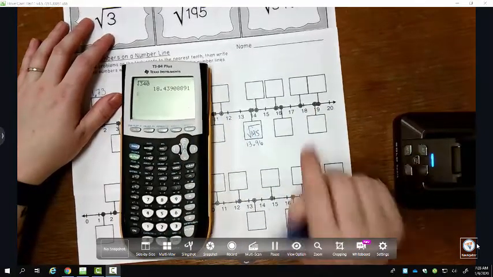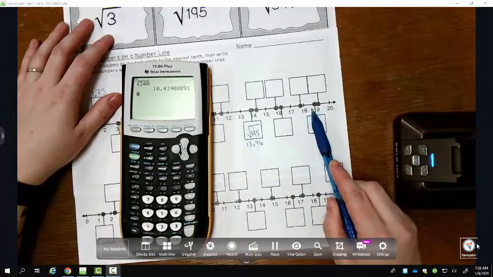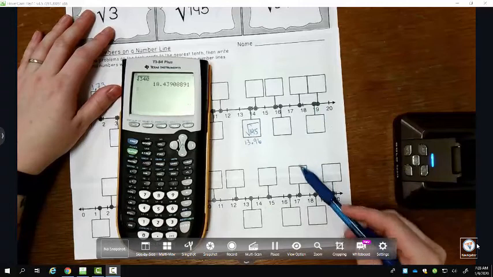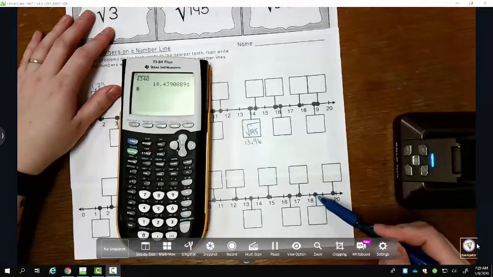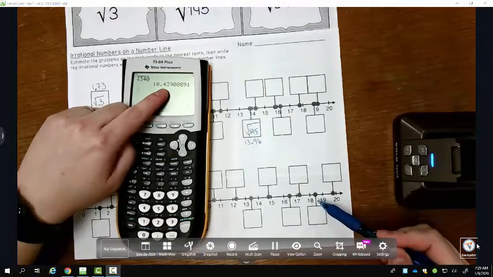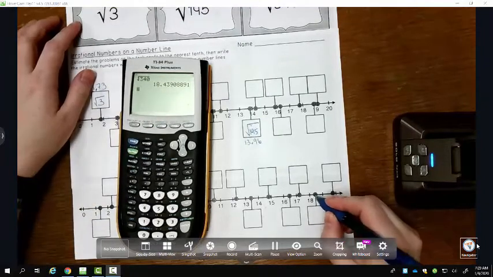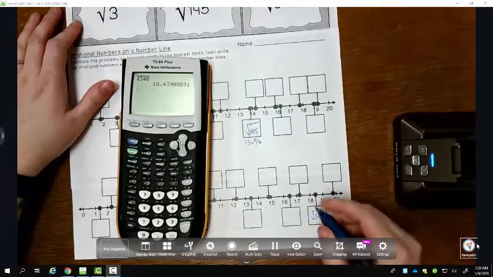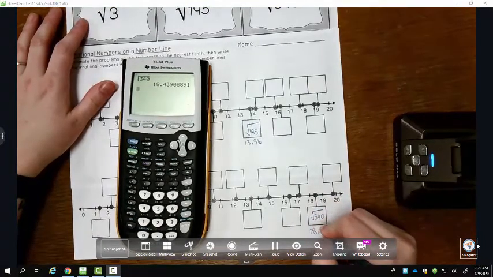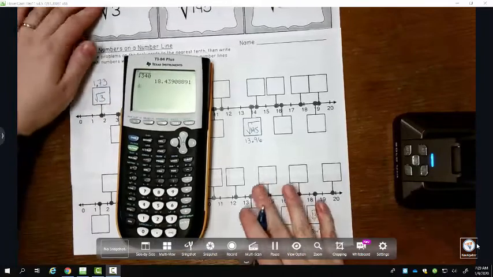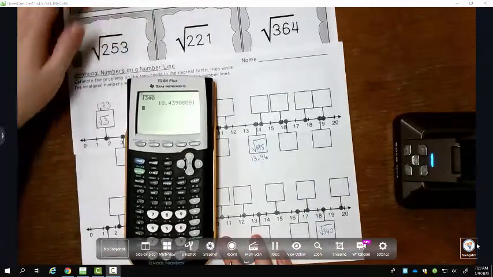So if you look between 18 and 19, we have two choices. We have this one up here, who's really close to 19, and this one up here, who's closer to 18. That 4 means that we're closer to 18. So it's got to be this one. Square root inside the box, decimal approximation outside. I'll do one more with you and then you're on your own.